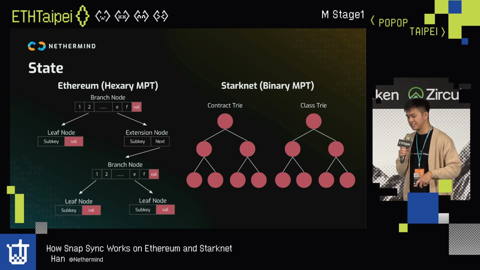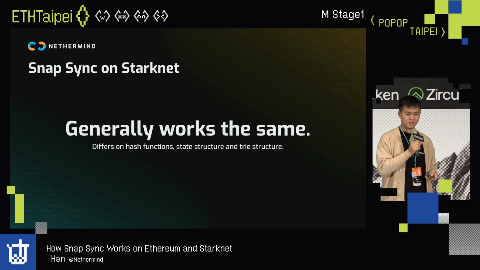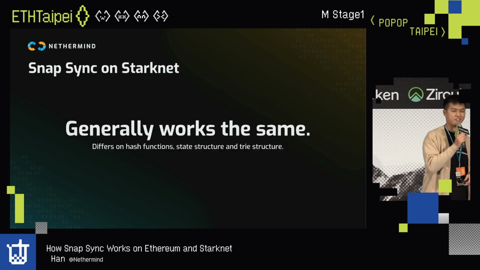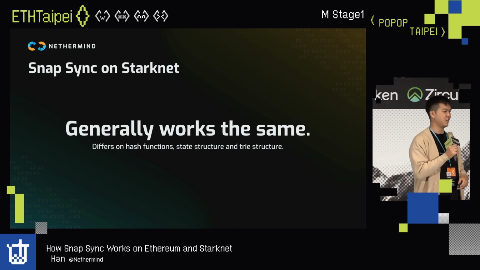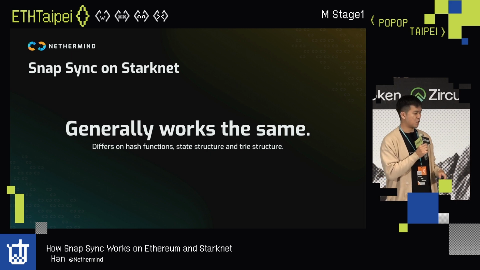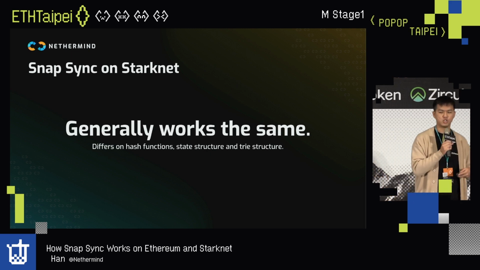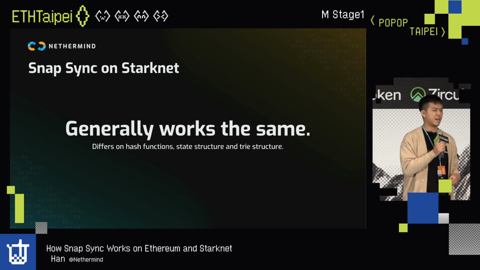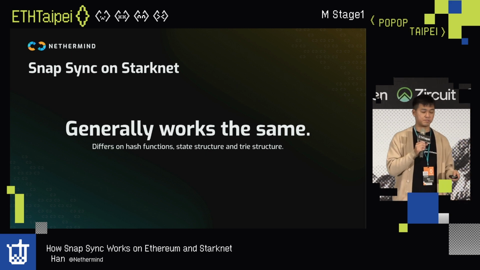So how the snap sync process will work generally works the same. Yeah, I don't have an interesting answer for you because it's trie structure. Snap sync is a protocol to download tries. So since we are still using an MPT structure, then it should generally work the same. A few things that are different are hash functions, state structure, and trie structure.